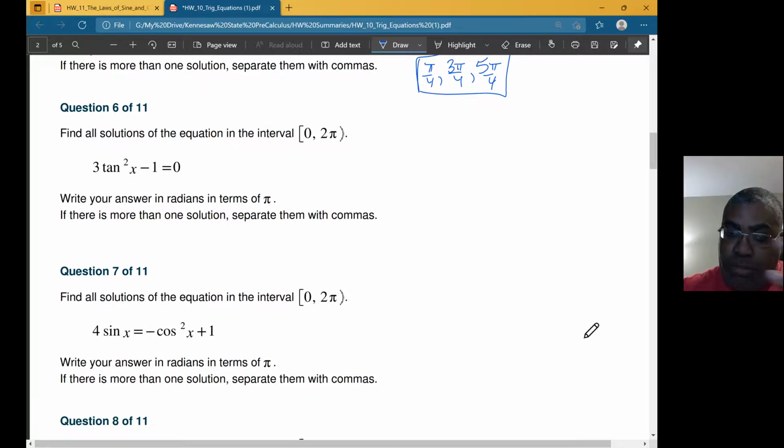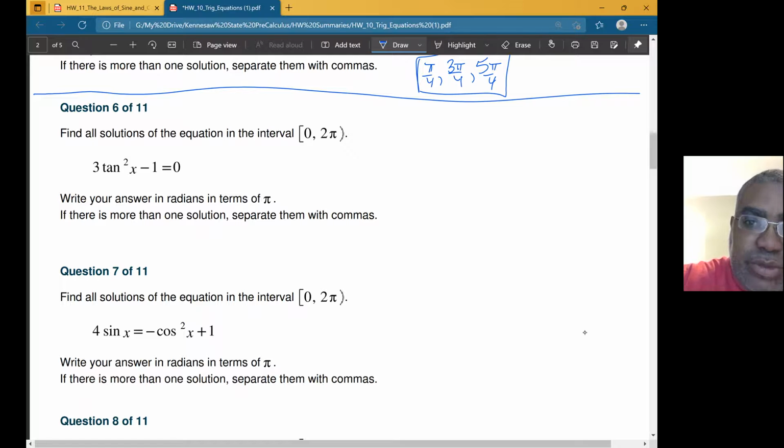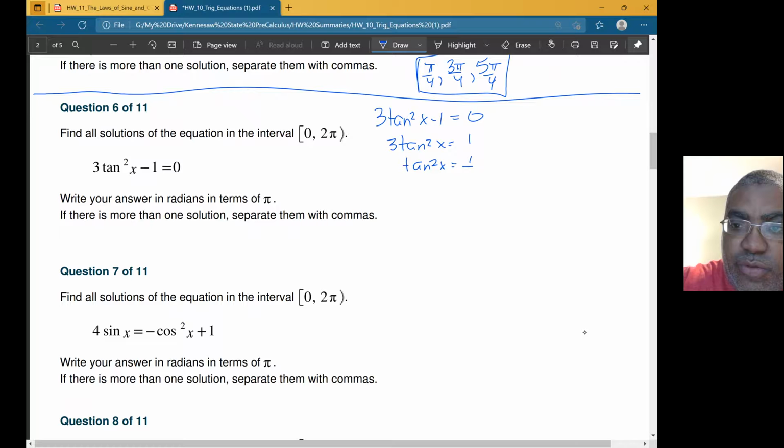Find all solutions, same type deal. So let's do it. So 3 tangent squared of x minus 1 is equal to 0. 3 tangent squared x is equal to 1. Tangent squared x is equal to 1 over 3, dividing both sides by 3. Here's where the trick comes in. So tangent of x is equal to plus or minus the square root of 1 over root 3, which is plus or minus root 3 over 3.